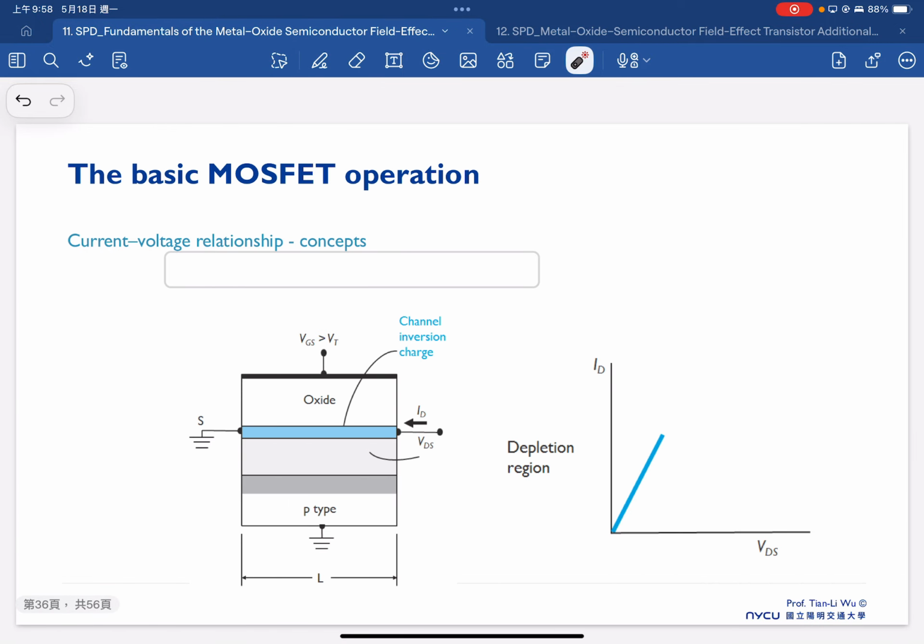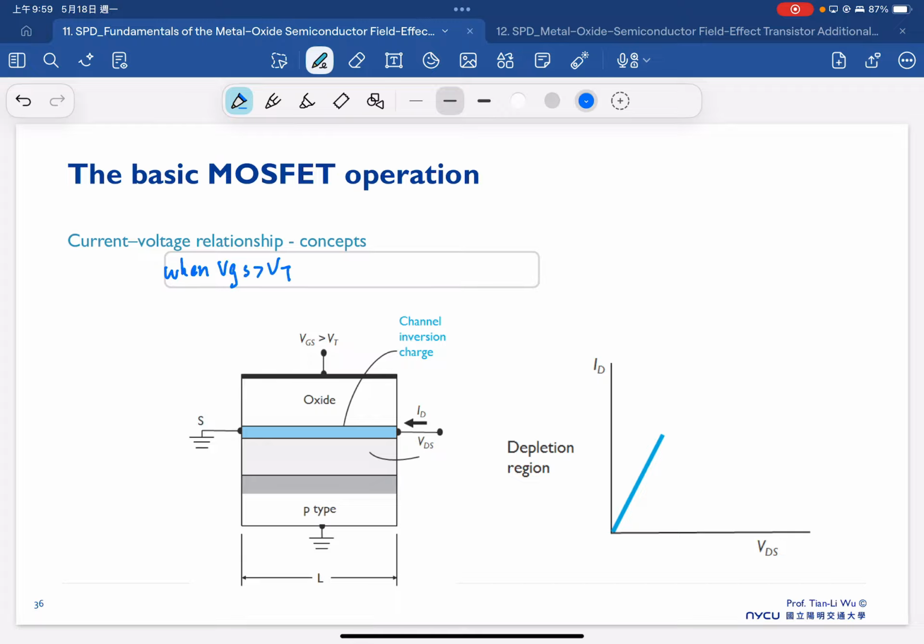Okay, so now let's start with a little overview of what we have known so far in order to construct the full IDS-VDS characteristic. The first consideration is that VGS is for sure larger than the threshold voltage, right? That's the case where we start to have the inversion channel, inversion charge in the channel. And in the first case, we apply a small VDS.